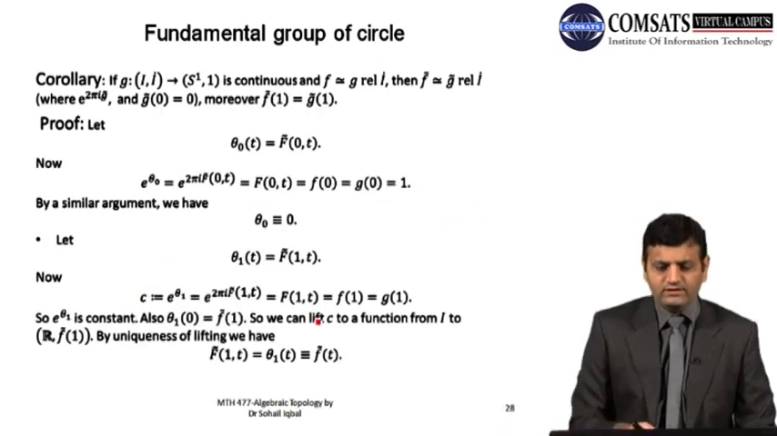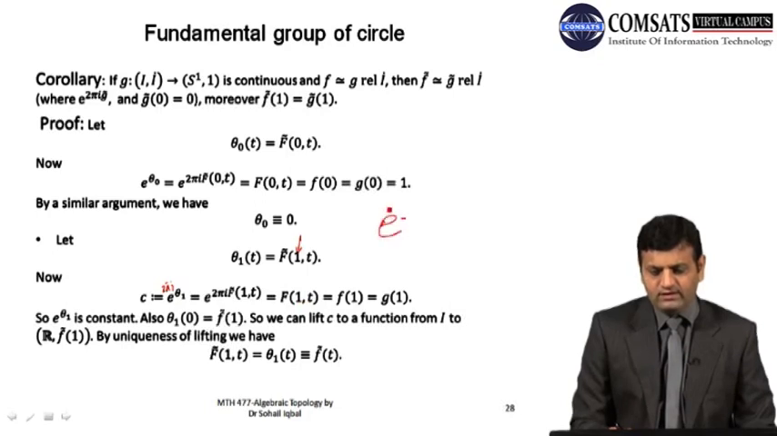So similarly, we can define, by taking x to be equal to 1, theta 1 of t equal to f tilde of 1, t. So define this c to be e raised to power 2 pi i theta 1, which is equal to e raised to power 2 pi i f tilde of 1, t, which once again is f of 1, t. So let me say again, this is using the fact f tilde of x, t is equal to f of x, t.